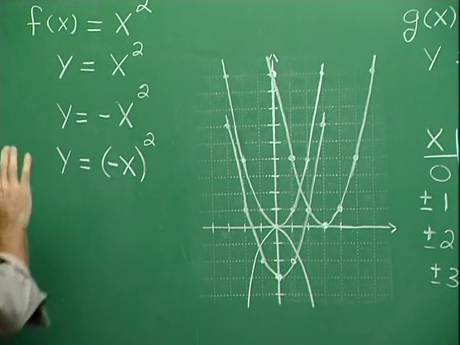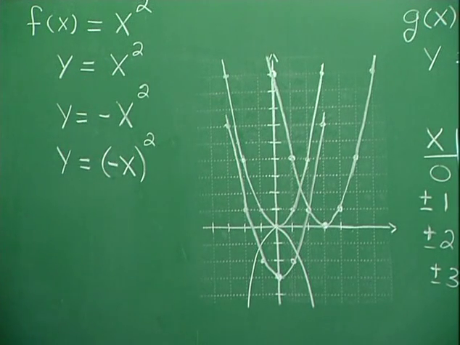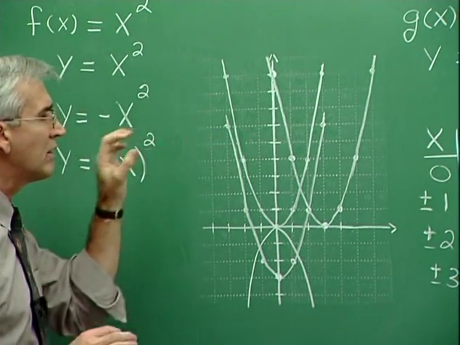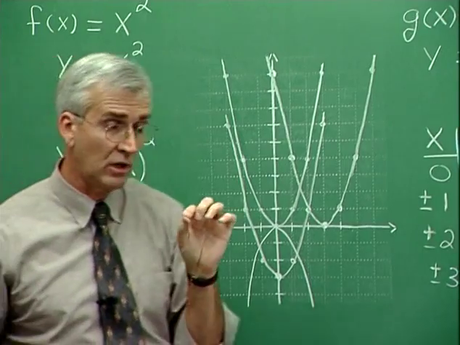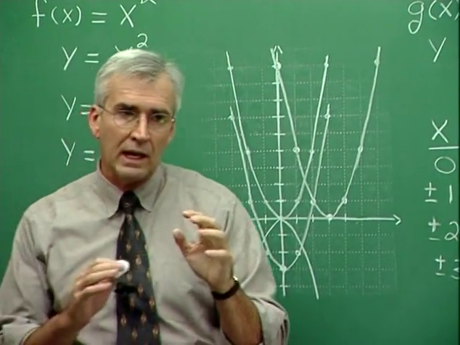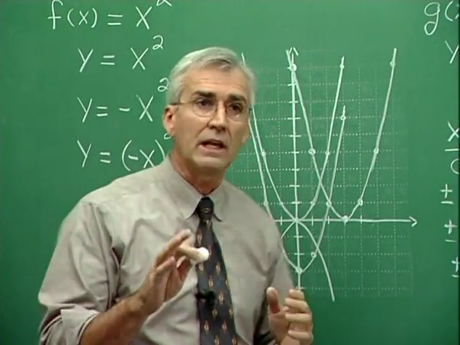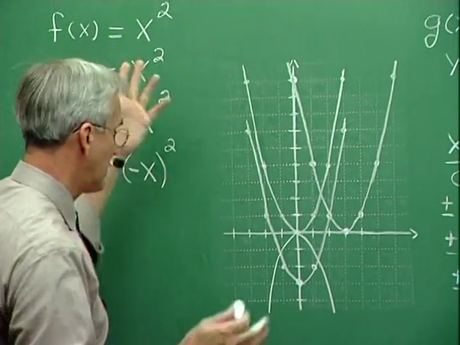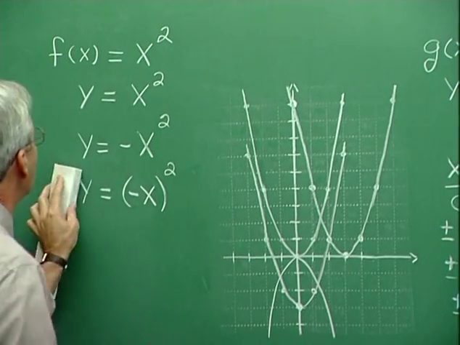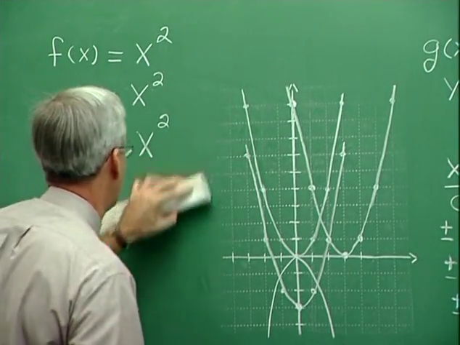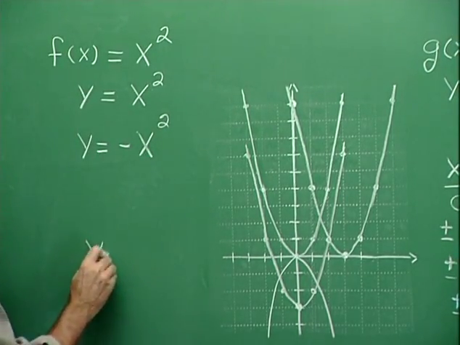Now, let me generalize this situation even further. A lot of times we see these kinds of transformations occur and indicate them using function notation. That if this is f of x, then what would this be? Now let me slide down. I want to slide this down just to have a little more room.